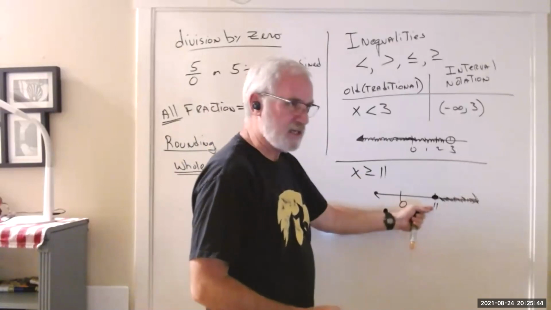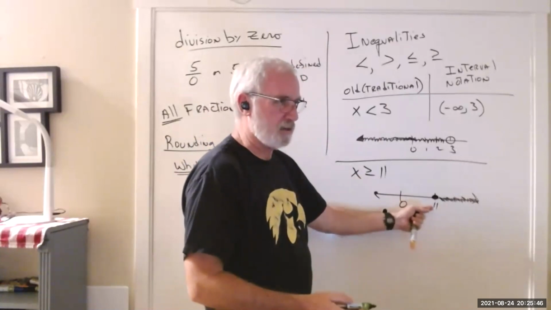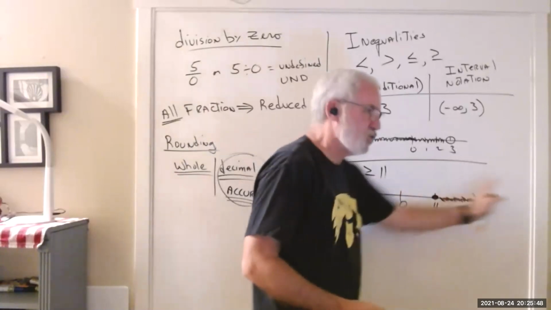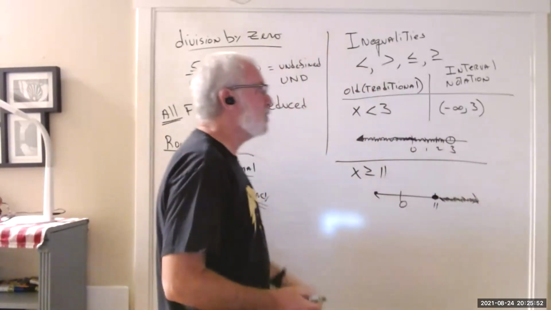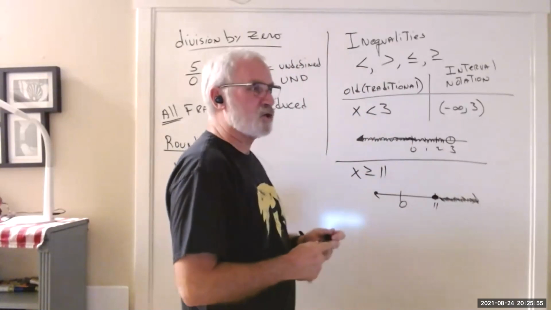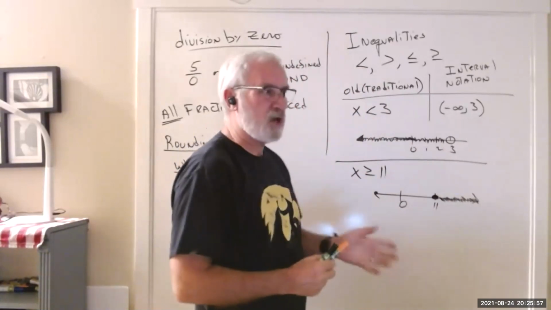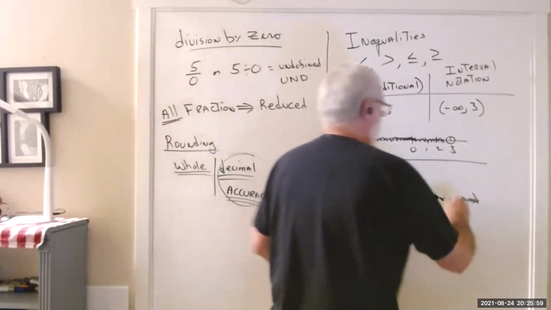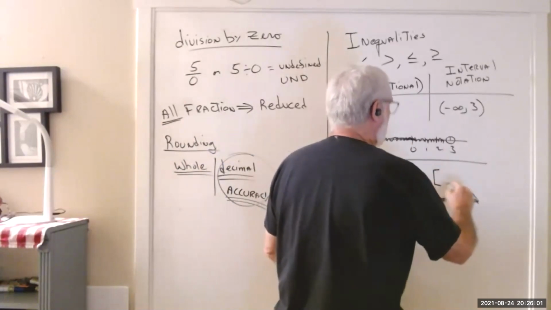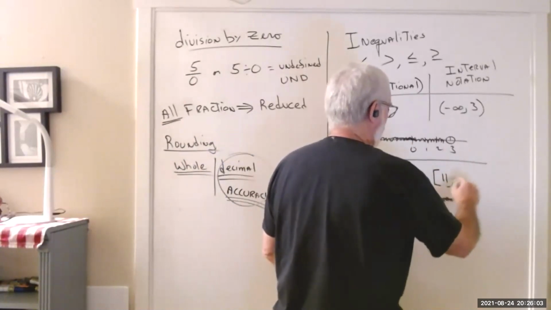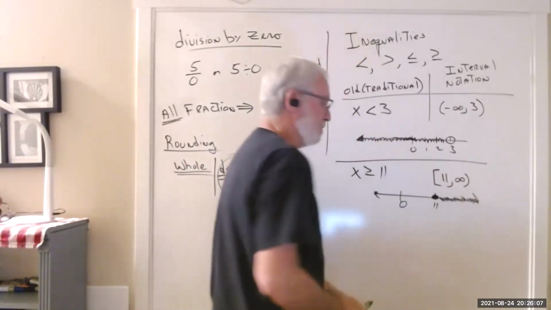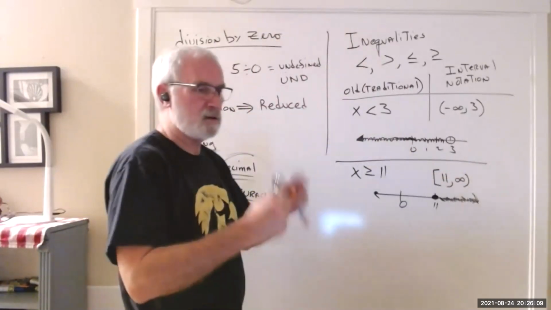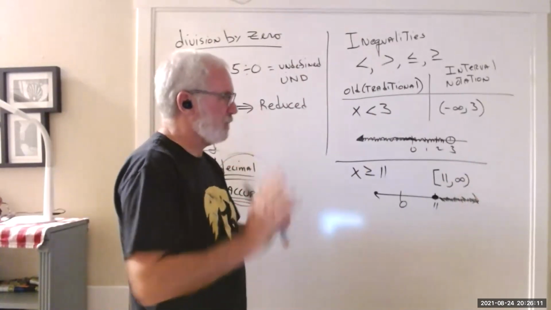Okay, it's equal to 11, solid dot. Greater than, shaded here. Now, in the new notation, we need to describe what's been shaded. So this is what we write. We say bracket 11, comma, infinity, parenthesis. Hang on, don't panic yet. In a minute, you can panic.